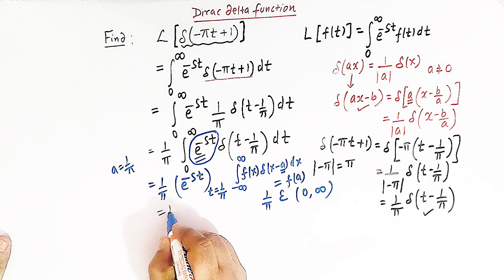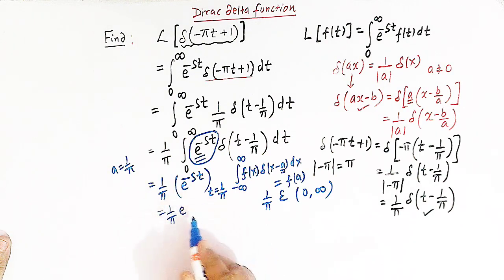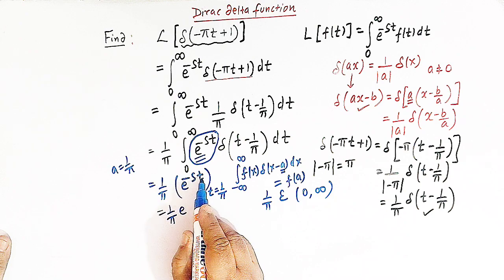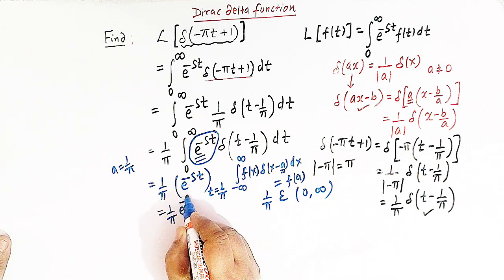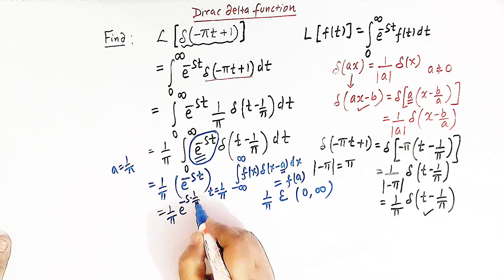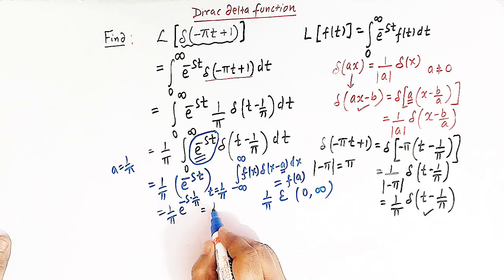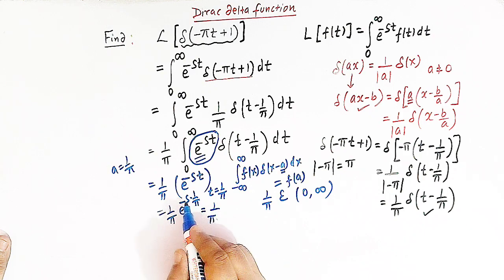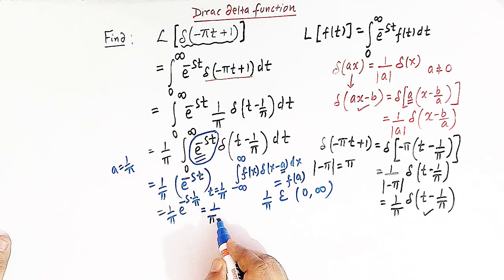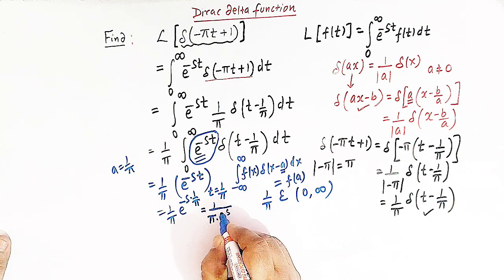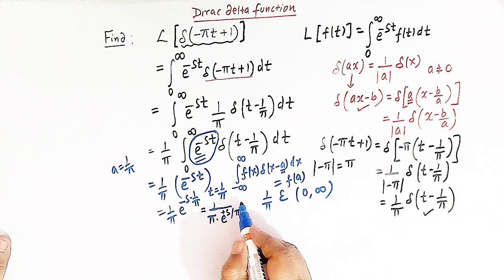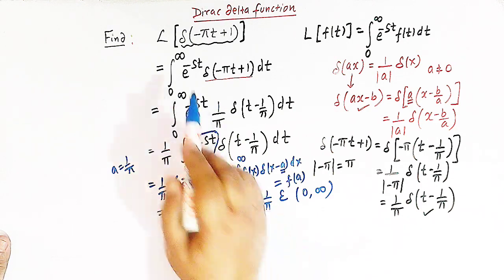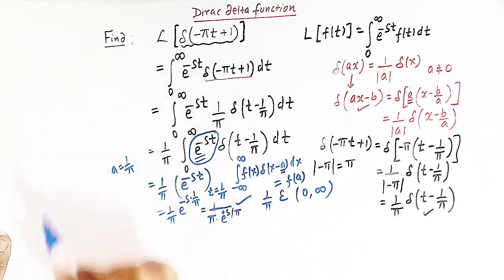So now we have 1 over pi and e raised to minus s times t. Taking t equal to 1 over pi, here we have minus s times 1 over pi. So this is 1 over pi, and taking this term to the denominator, we have e raised to positive s over pi. So this is the required Laplace transform of this delta function.